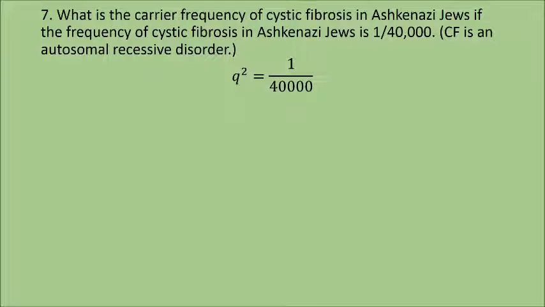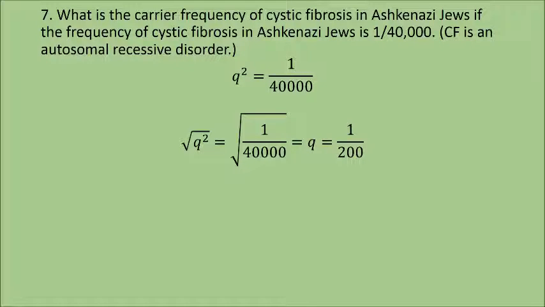So we take the square root of Q squared and the square root of 1 over 40,000, and we get Q equals 1 over 200. For this problem, as with the others, we know that P plus Q equals 1. Therefore, if Q is 1 over 200, then P has to be 199 over 200. And since 199 over 200 is so close to 1, we just assume that P equals 1.